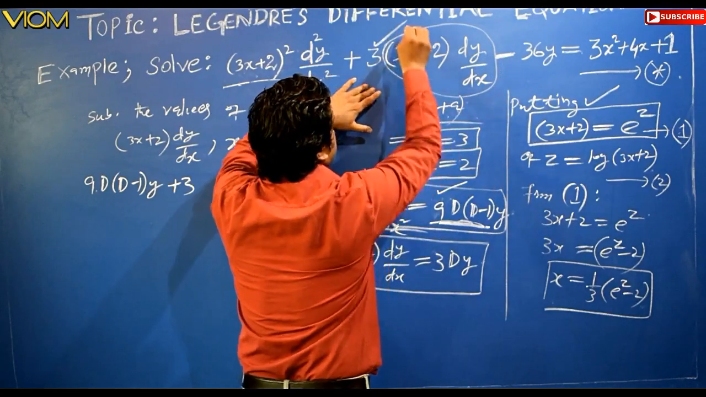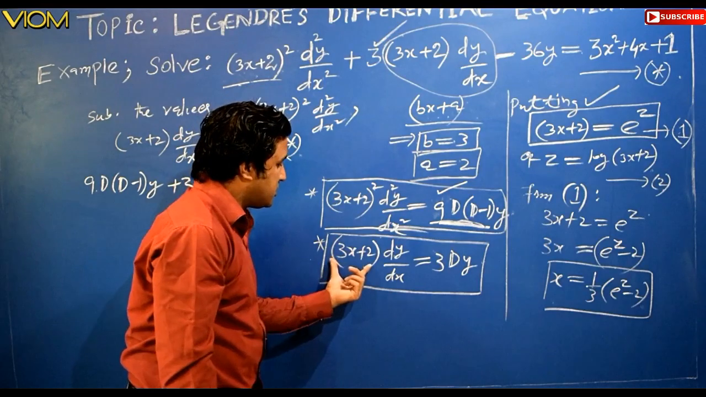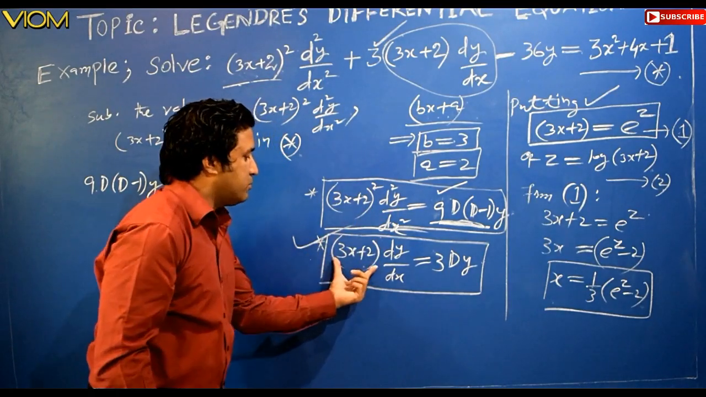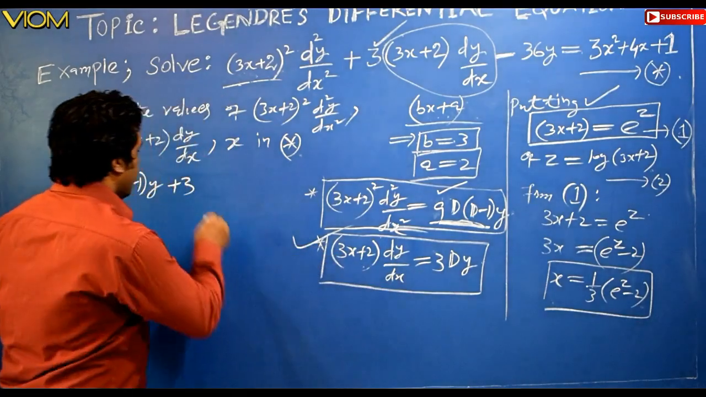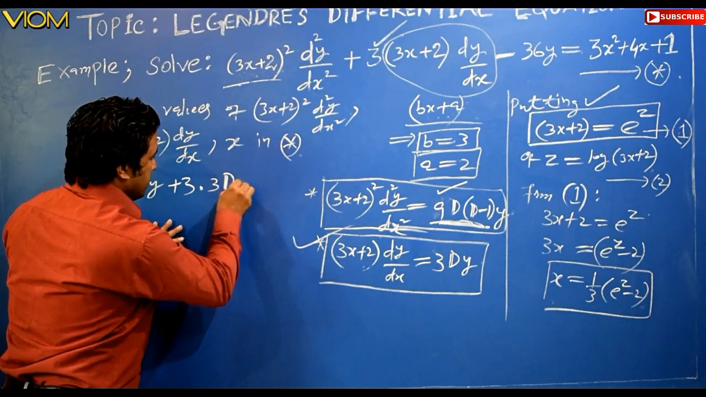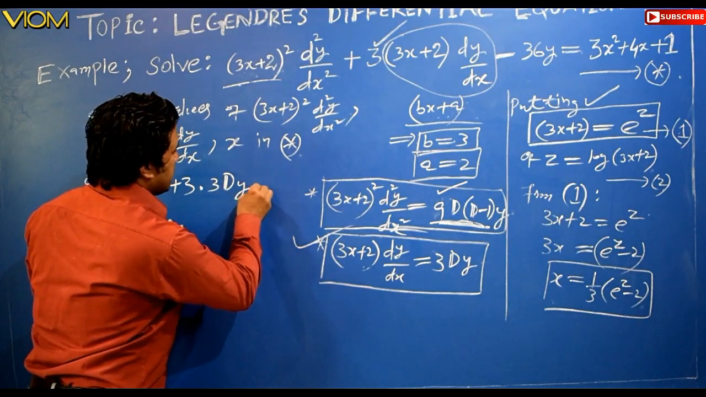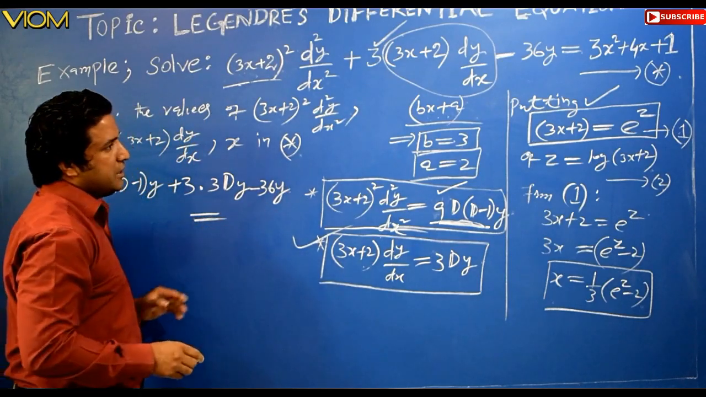Now this is the line here. This circle, 3x plus 2 into dy by dx. In this box, 3x plus 2 dy by dx is 3 into d of y. You can write this as 3 of d of y. Now the last term in the left hand side, 36 of y, is as it is, equal to some quantity. What is this?